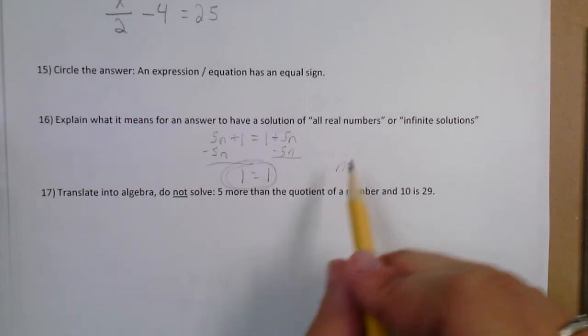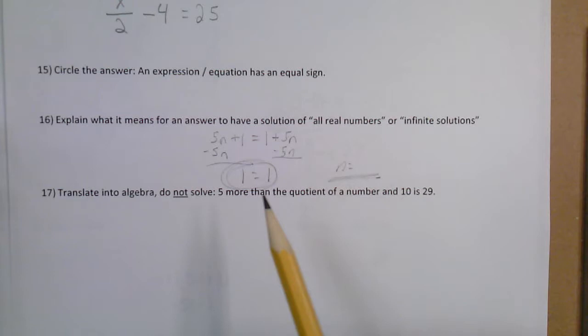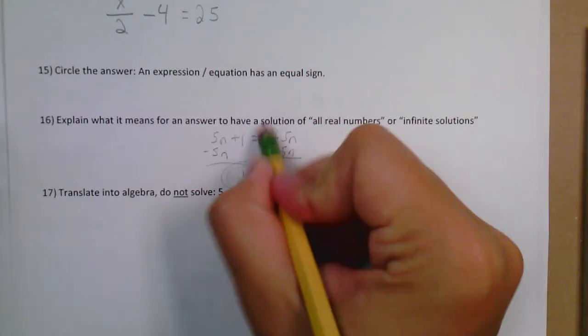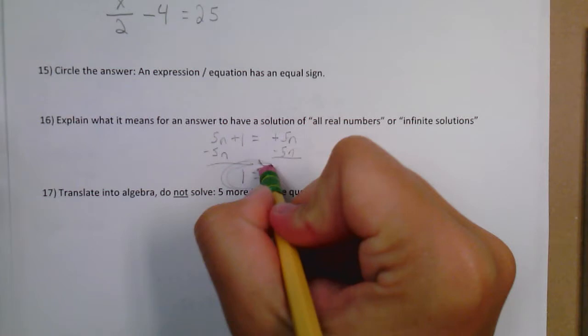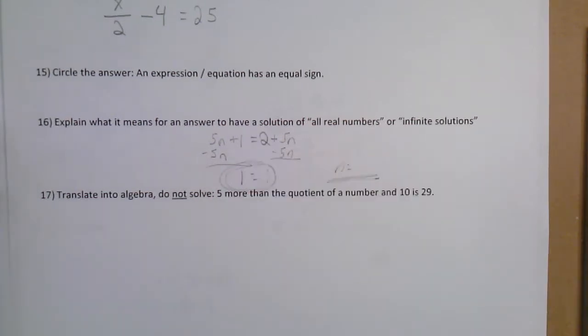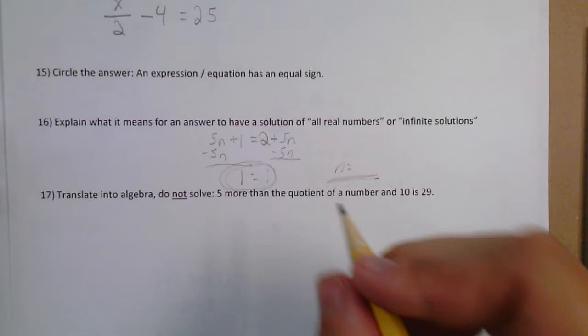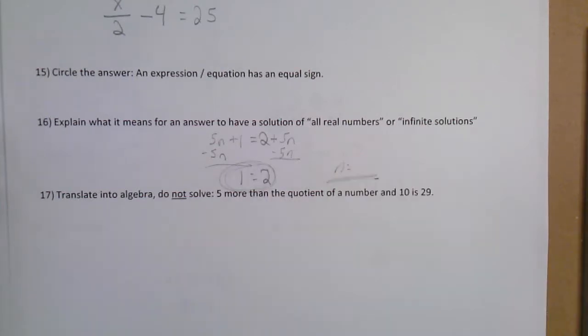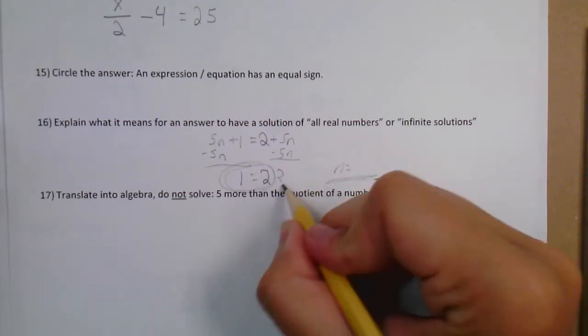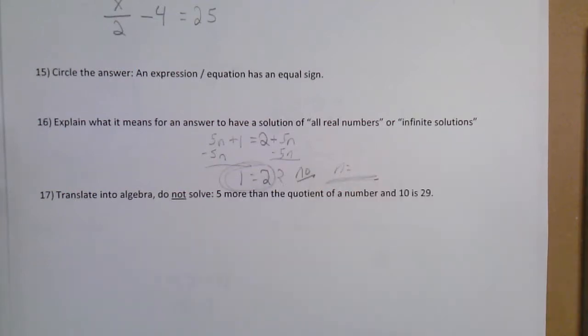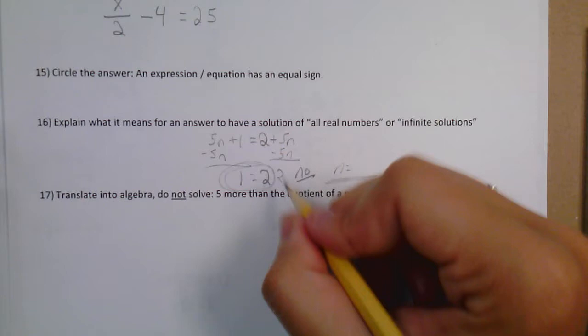So what this is saying is that no matter what number you plug in for n, it will always work. However, if I got a problem like this, let's say I alter this just a little bit. Let's say I made this 2. I would still subtract 5n, but what would my final answer be? 1 equals 2. Does 1 equal 2? No. Therefore, this particular example would be no solution. So just keep that in mind.